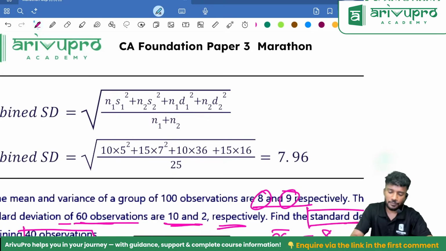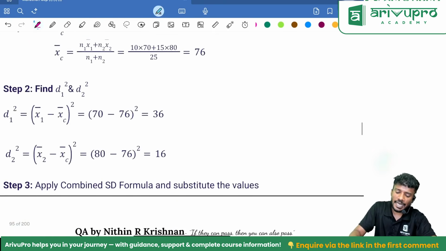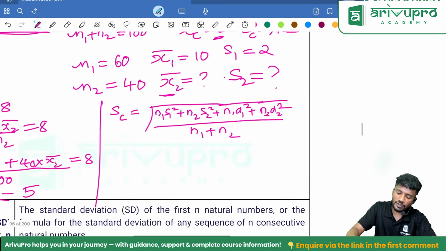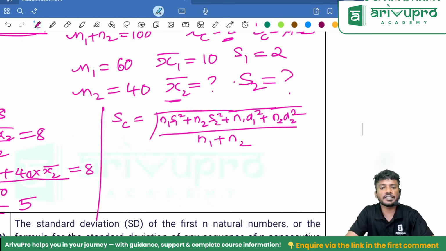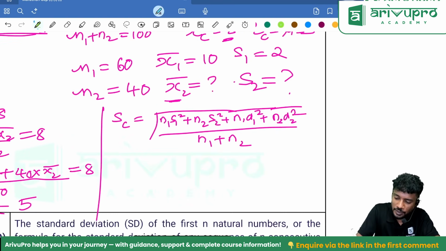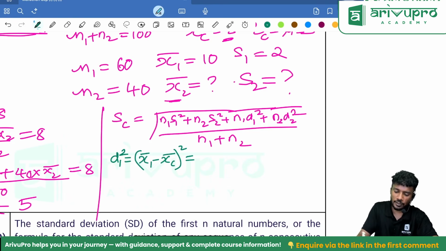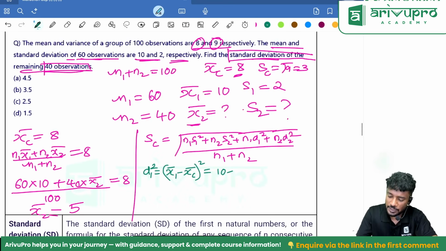Now, what is this D1 and D2? How to find D1 and D2? We require D1 square and D2 square, right? So how to find that? D1 square is nothing but what? D1 square is equal to X1 bar minus Xc bar the whole square. X1 bar is how much? 10. 10 minus Xc bar, combined is how much? 8. The whole square is how much? That is 2 square, which is equal to 4.